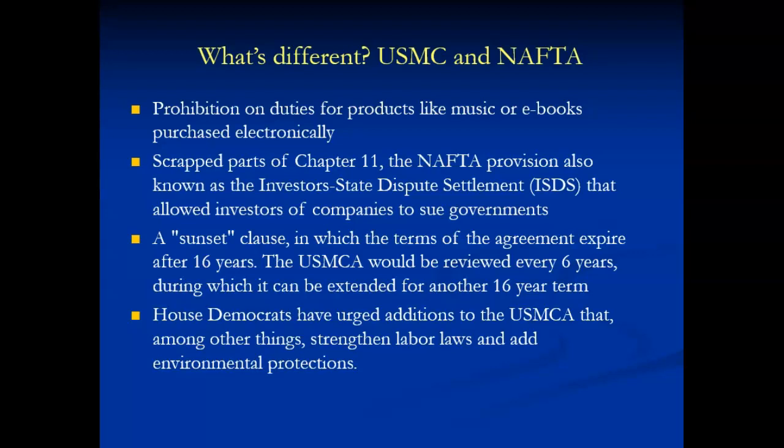There's a prohibition on duties for products like music or ebooks that are purchased electronically, because we didn't have those types of things in '94 when NAFTA was originally created. Other parts of NAFTA were scrapped. They were changed. That basically allowed investors to sue governments, so the governments didn't want that to happen anymore. There was a sunset clause, which basically says that the terms of the agreement expire after 16 years, and that every 6 years there would be a review, and then it could be extended after that.